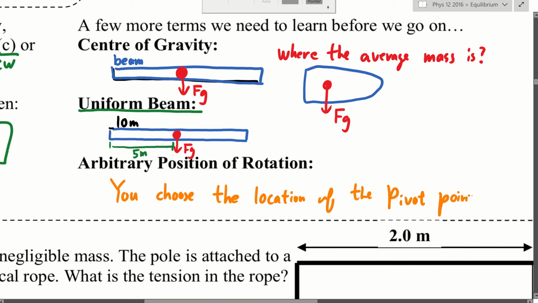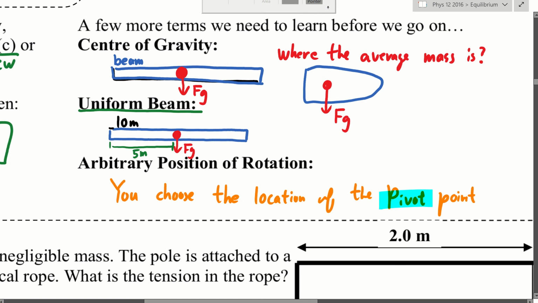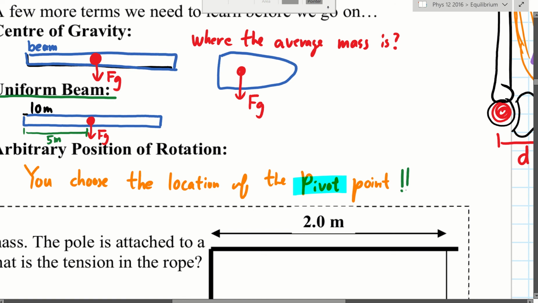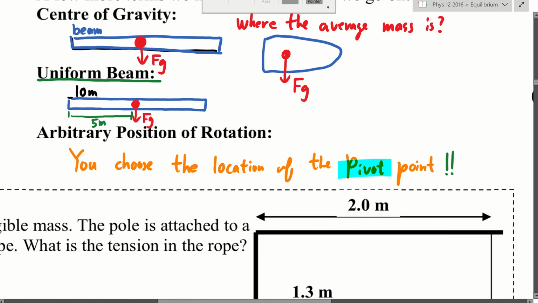Okay, so you decide which location you want to be the pivot point, and then you start your measurement of distance from that pivot point. The reason we can do that is because if the system is not moving or rotating, it doesn't matter where the pivot point is, it's still not rotating. So once you have a system that's stable, it should not rotate no matter how you hold it.